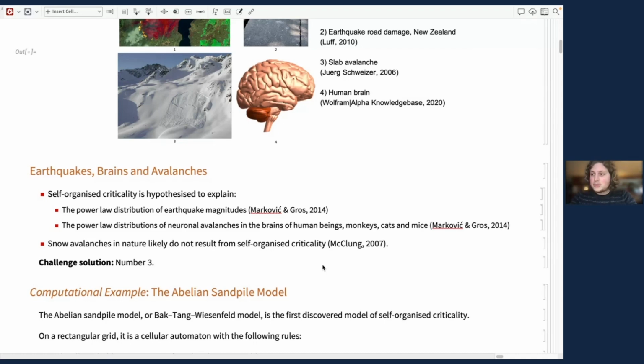But also the power law distributions of neuronal avalanches, according to an increasingly popular hypothesis called the critical brain hypothesis, is also hypothesized to be the result of self-organized criticality. Though the jury is still out on all of these, whether self-organized criticality is really found in these systems in nature, it seems to be a powerful explanatory mechanism. So snow avalanches in nature are the only ones that we know, based on their behavior, really likely don't result from self-organized criticality.